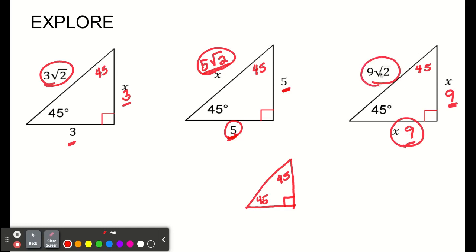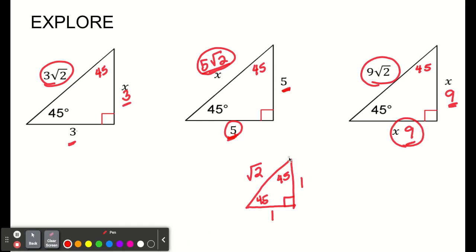So if we had leg measures of 1 and 1, what do you think the hypotenuse of this triangle would be? It would be 1 radical 2 or just radical 2. And this is what we refer to as the parent triangle for the special right triangle 45, 45, 90 degrees.